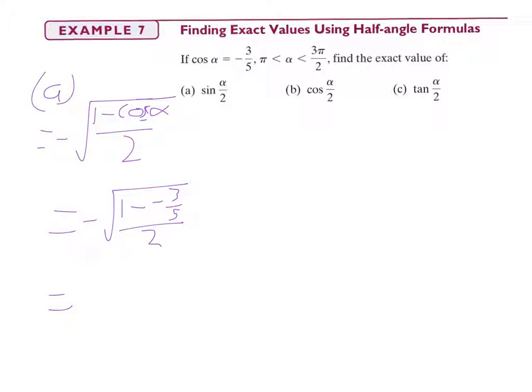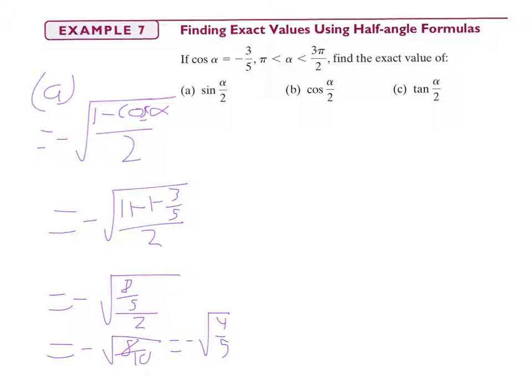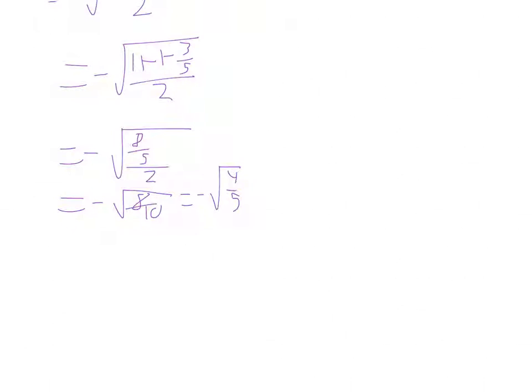Remember, this is for part A. So that would be negative square root of, if we add, 1 plus 3/5 would be 8 over 5, divided by 2. So that'd be negative square root of 8 over 10, which would be negative square root of 4/5. Now, since we have a fraction, we can take the square root of the top and bottom separately, so that'd be negative. Square root of 4 is 2, and we have square root of 5. But we don't like having square roots on the bottom, so we multiply by square root of 5. So that's negative 2 square root of 5 over 5.